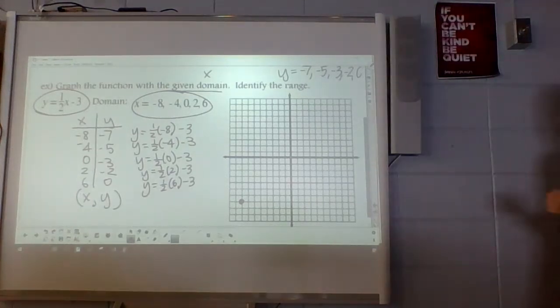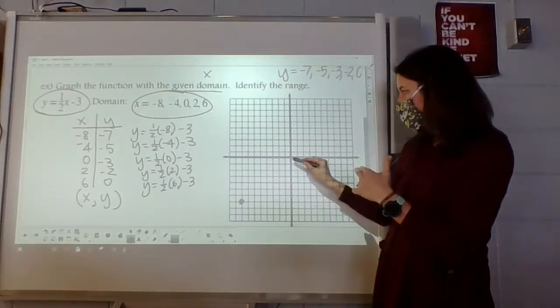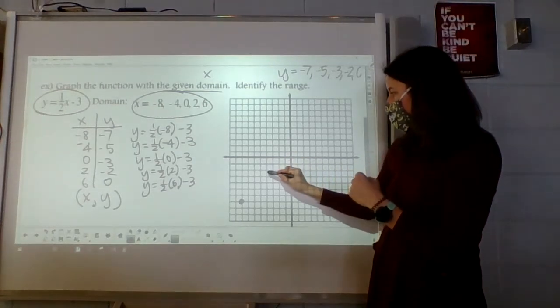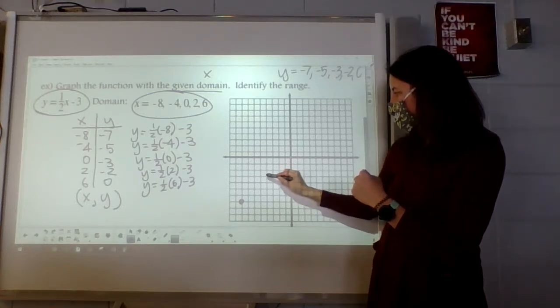So -8, -7. I'm going to give you guys a clue. These are all going to be straight lines. So if they don't form a straight line, careful. -8 and -7. I think you should be going down. No, it's okay. Yeah, making sure you're in the right quadrant. You should start in quadrant 3. Usually something kind of wonky happens if you're not in the right quadrant.